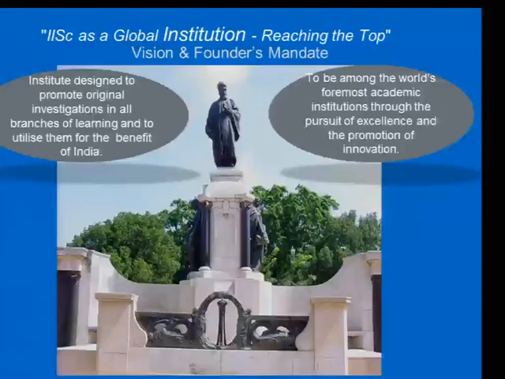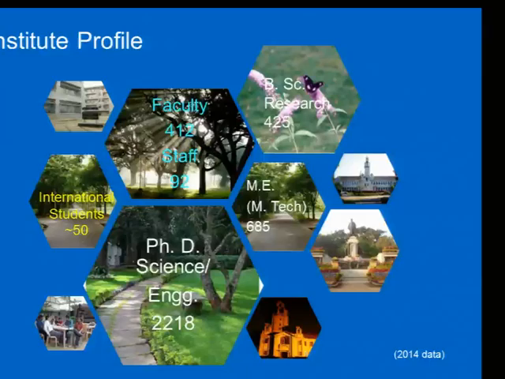So the mission to be at the top was not something that we conjectured in the centenary year or even recently. It's something that even our visionary founder had. One of our visionary founder's statements is that IISc must be the world's foremost academic institution through the pursuit of excellence and promotion of innovation. So this was the vision more than a century ago, and this still remains what motivates IISc to be the best. Just a very brief snapshot of what this institute is about right now.